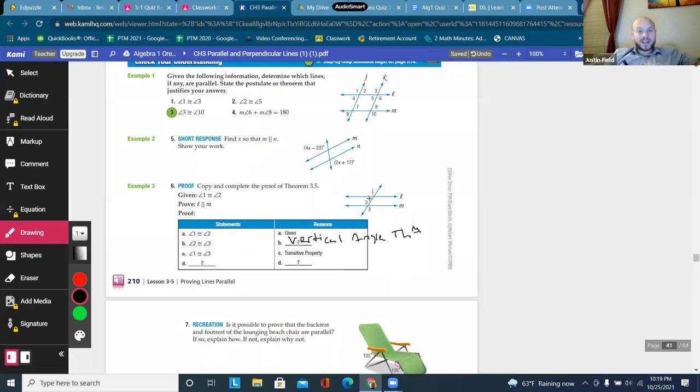And if 1 is congruent to 3, then we can say that L is parallel to M, because what kind of angles are 1 and 3? Hopefully you just said out loud, corresponding angles. So by the CAP converse, the corresponding angle postulate converse, those lines would be parallel.